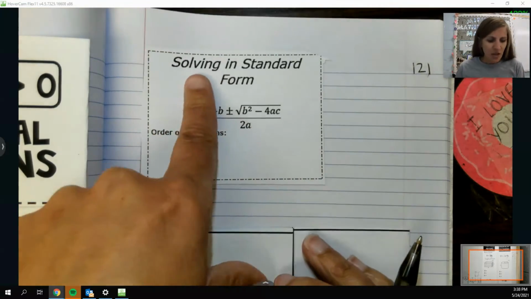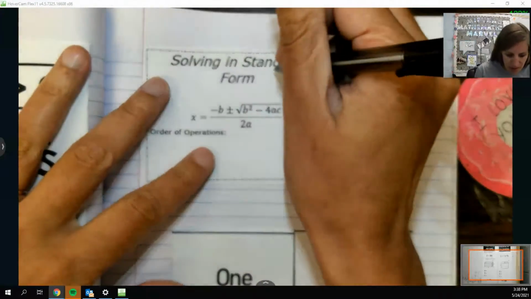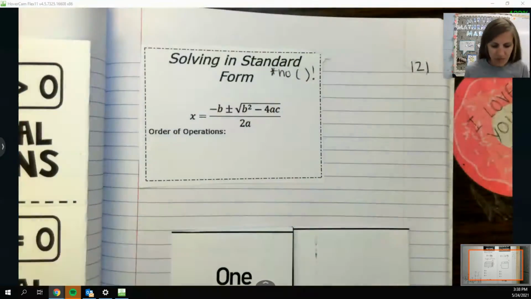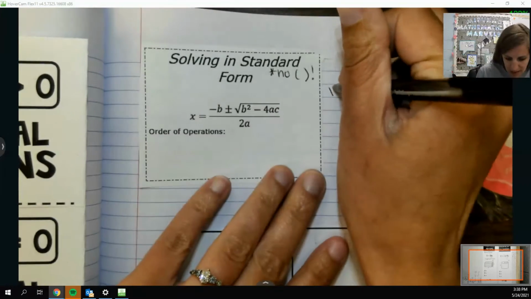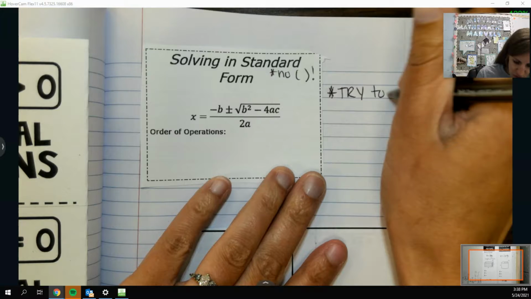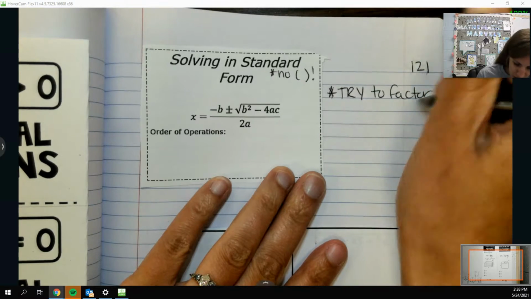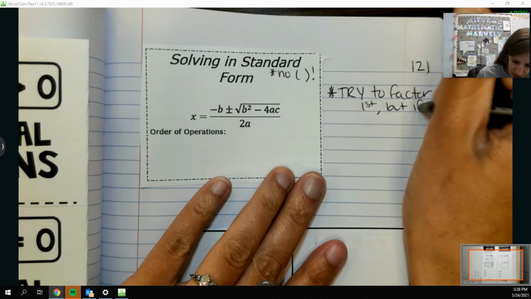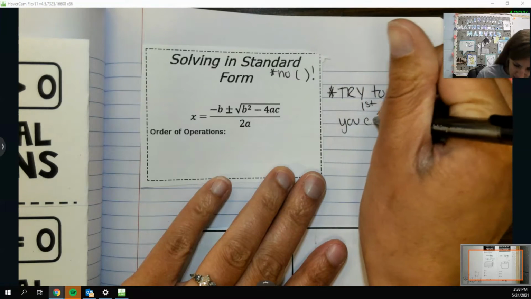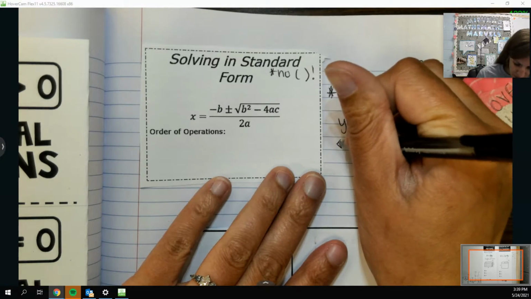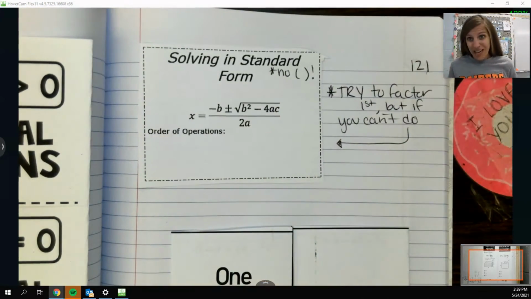So when we're solving in standard form, we will know that we're in standard form because there will be no parentheses. And again, I do want to make this little note here. Try to factor first, but if you can't, then we got to do this, which is straight up just a formula.